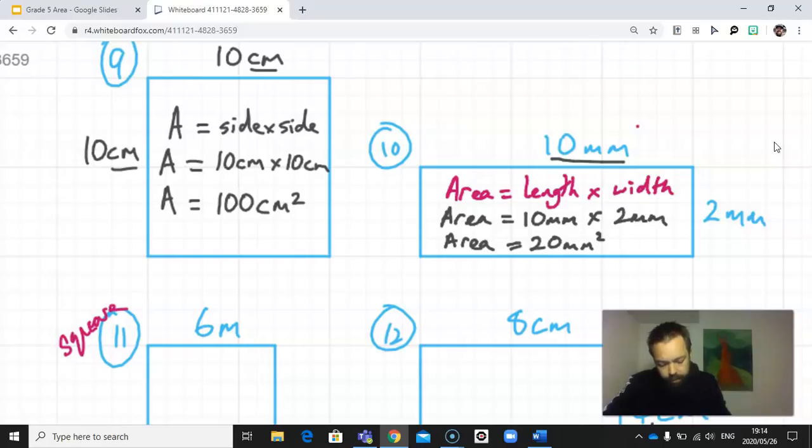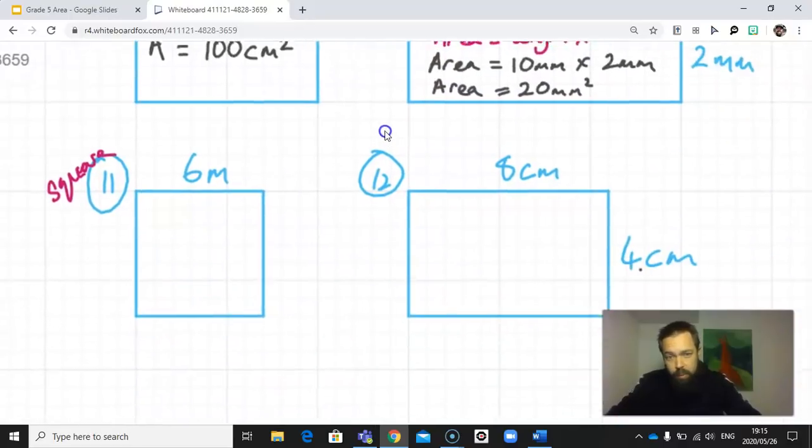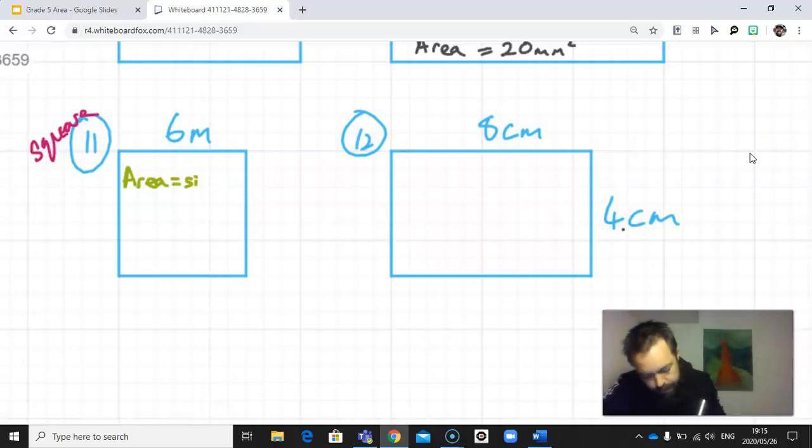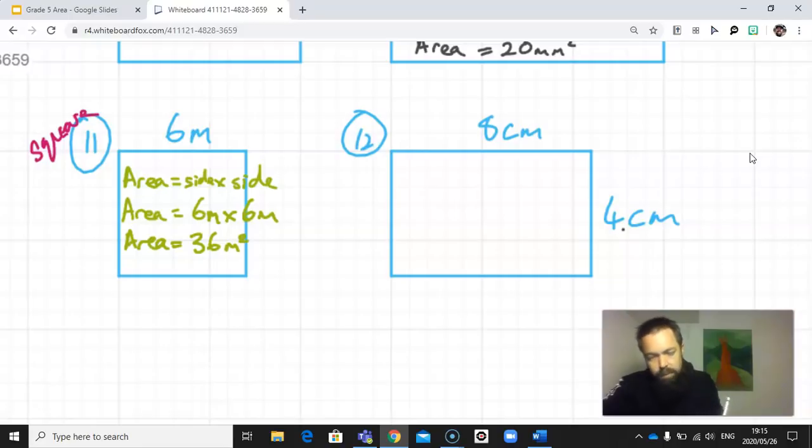I've got a square. It's 6 meters long. I realize it's not 6 meters long. That's just what I've written there, but we'll work with that. So the area of a square is equal to side times side. Area is equal to 6 meters times 6 meters. Area is equal to 6 times 6 is 36. Times tables. There are 2 meters, so it's meters squared.